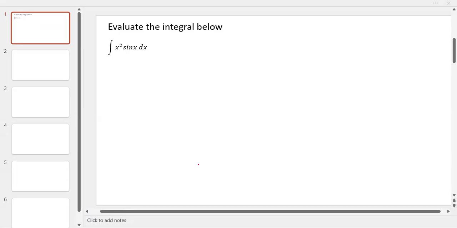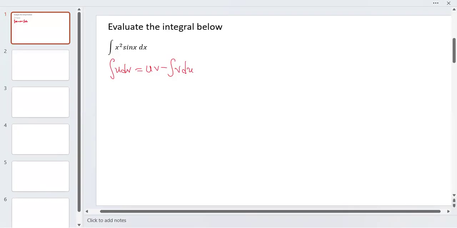In today's video, we have a question: evaluate the integral on the board, the integral of x squared sine x dx. Now, to solve this question, we'll be making use of an integral principle that we call integration by parts. So, to solve integration by parts, we have the formula that we use: integral of u dv will be equal to uv minus integral of v du.